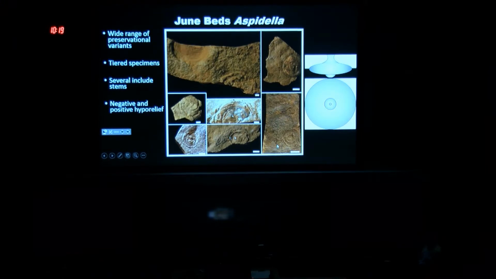And we see them in both negative and positive hyporelief, which allows us to reconstruct it as a biconvex sort of structure that you see right here, and then bedding collapse in several specimens agrees with others, such as Mapstone and McIlroy, that these were probably hollow in vivo.